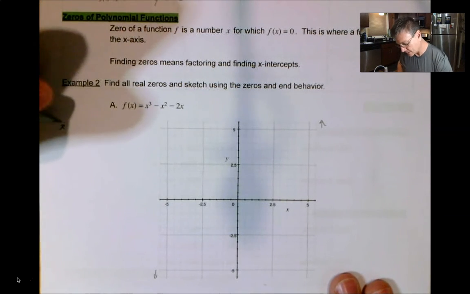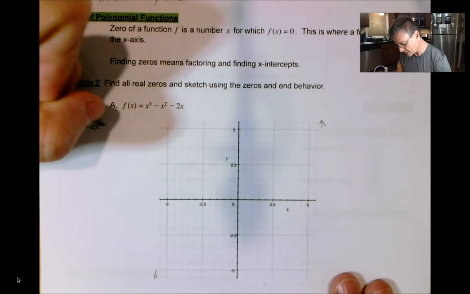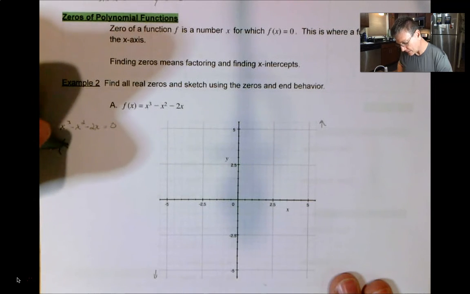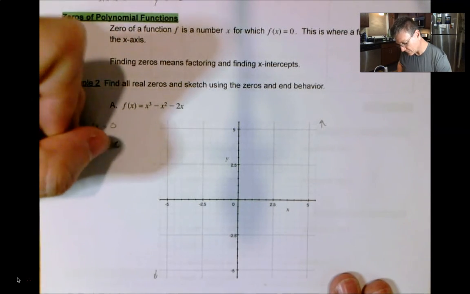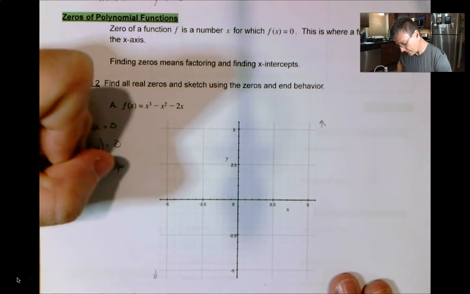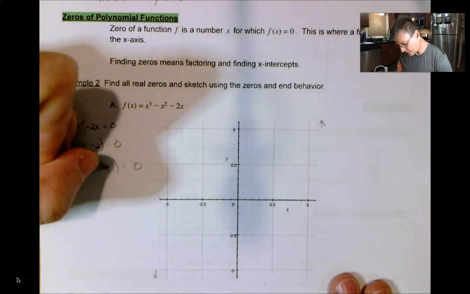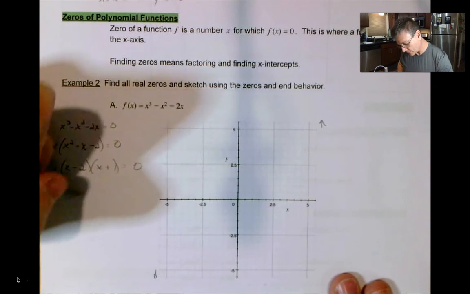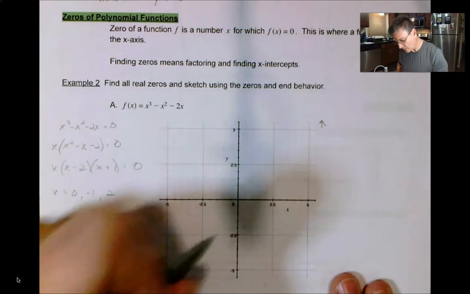So x cubed minus x squared minus 2x equals 0. Factor out the x. x squared minus x minus 2 equals 0. x minus 2, x plus 1. So x equals 0, negative 1, 2.